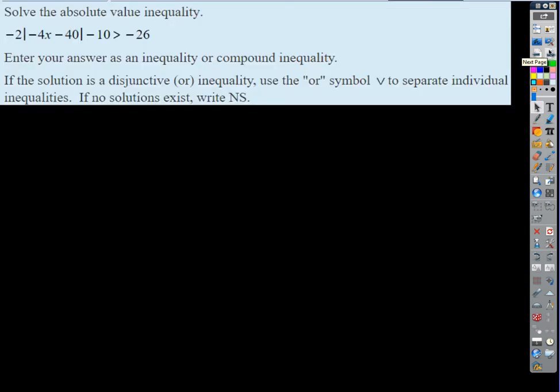How about one like this? And I picked the hardest ones I could. I mean, if you can do these, you can do any of them, right? So what about this guy here? So we've got to add 10 and then divide by negative 2. Good, so we're going to isolate the absolute value. Very good.